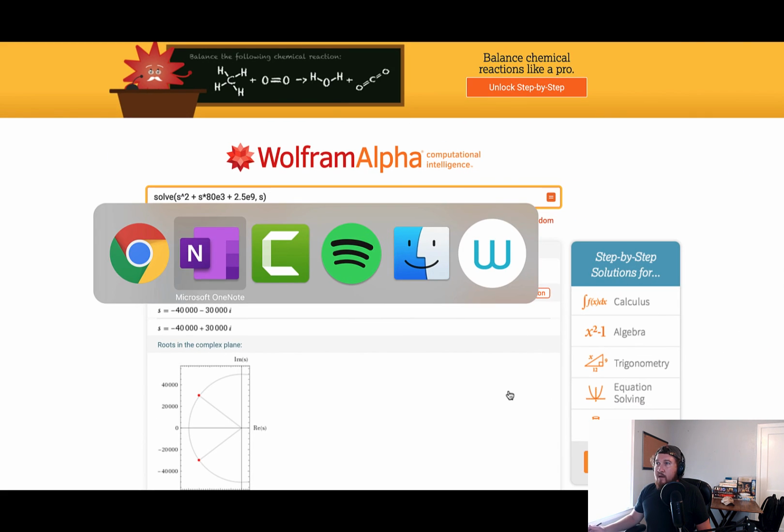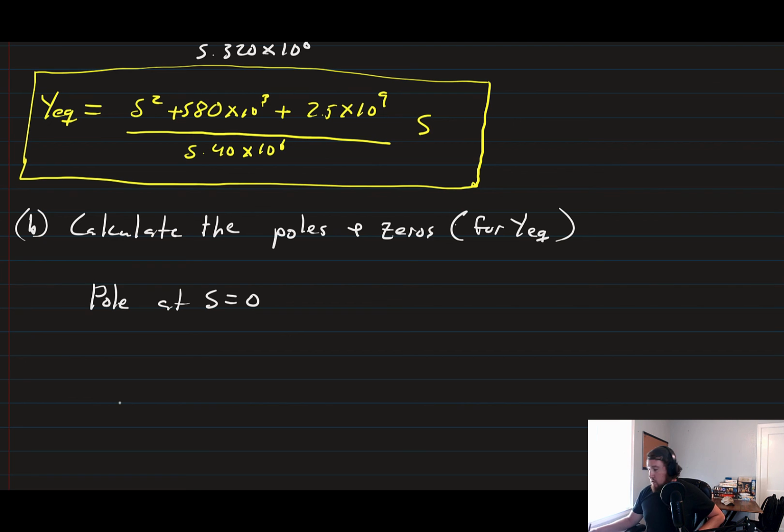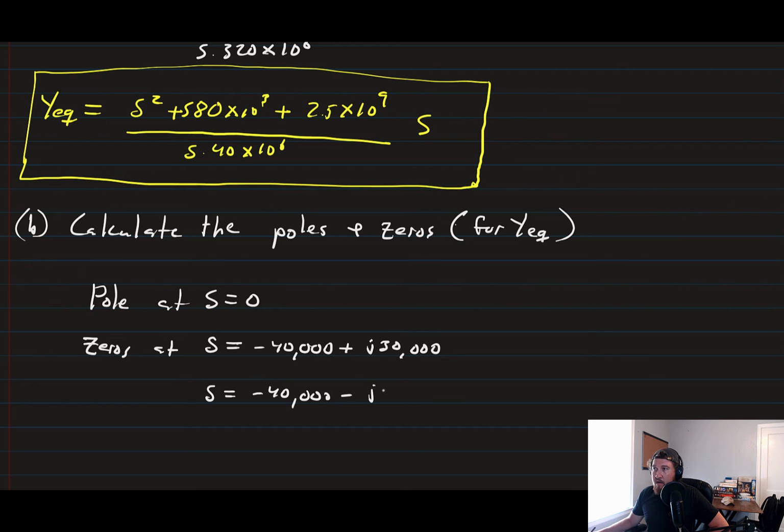So we will go back and drop that into our zeros. So we have zeros at S equals minus 40,000 plus j30,000 and S equals minus 40,000 minus j30,000. And there we go.